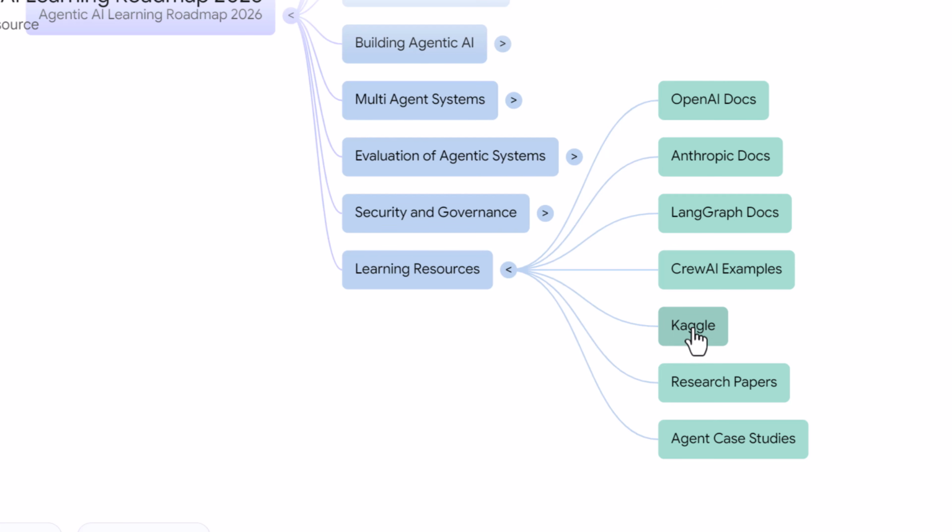Kaggle provides datasets for experimentation. Research papers offer cutting-edge knowledge. And agent case studies show real-world applications. Following these resources will keep you at the forefront of Agentic AI engineering.